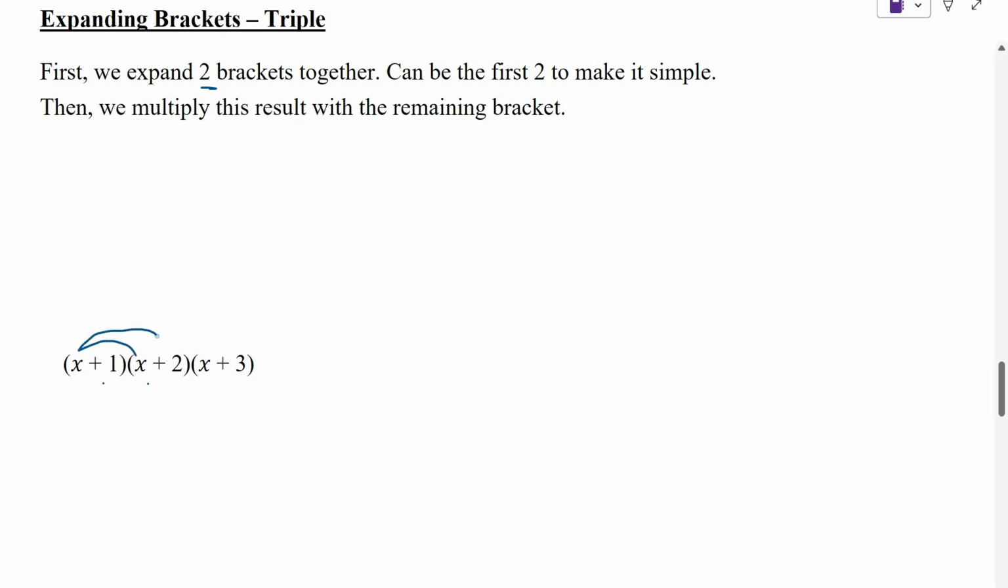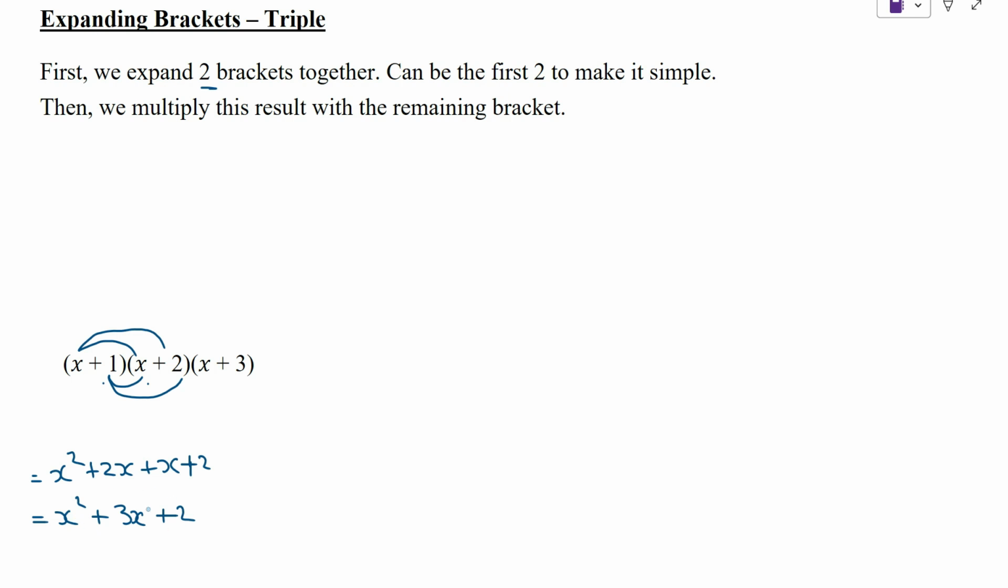We're going to multiply the first 2 brackets together. That gives us x squared plus 2x plus x plus 2, simplified, leaves us with this.